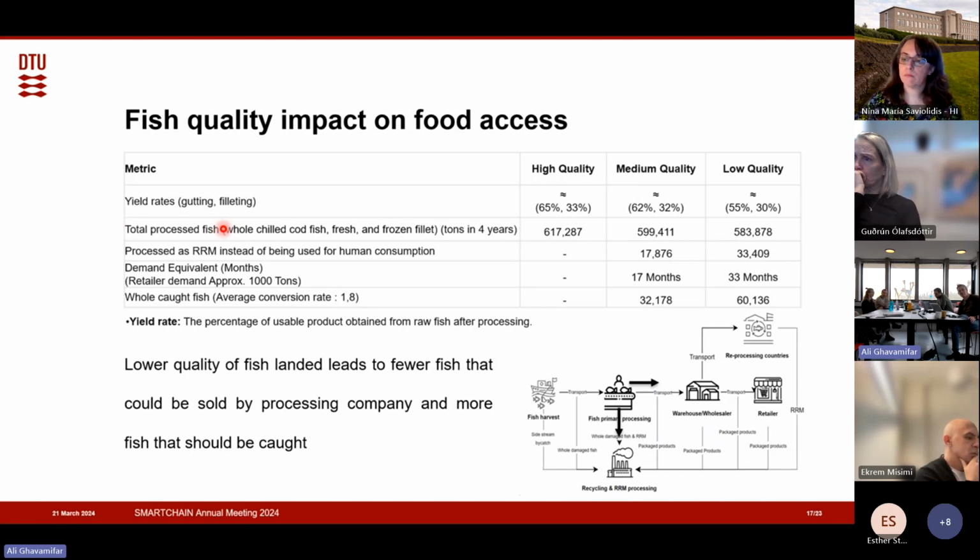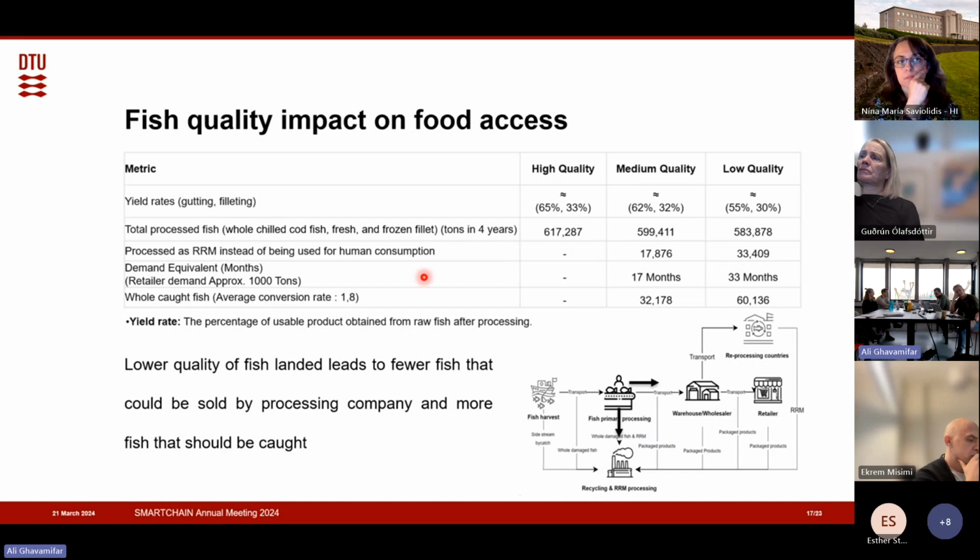And then we calculated the total processed fish, the whole chilled cod fish and fresh and frozen fillet tons in 4 years. And as we expected, the amount of processed fish, if we have it all in high quality, would be more. But we tried to calculate this difference, and it's about 17,000 tons of fish. So we can say that instead of using this fish for human consumption, we have to process it as restaurant material. And to make it make more sense, we assume that the retailer demand is approximately 1,000 tons of fish. So it's equal to 70 months of retailer demand for the medium quality case, and it gets bigger in the low quality case, where it's equal to 33 months.